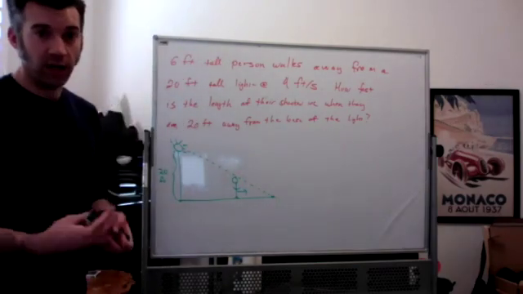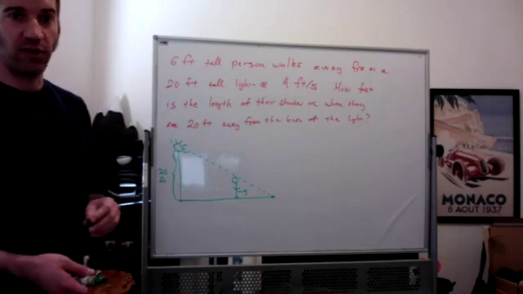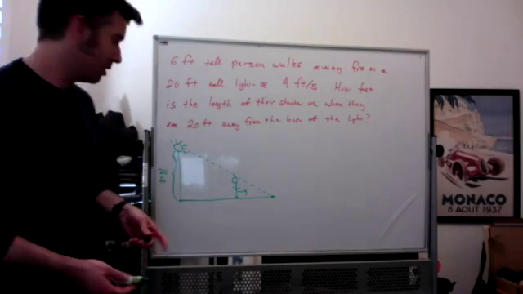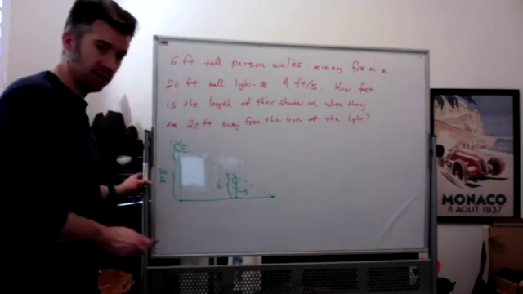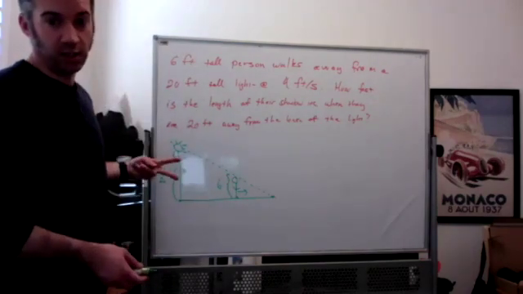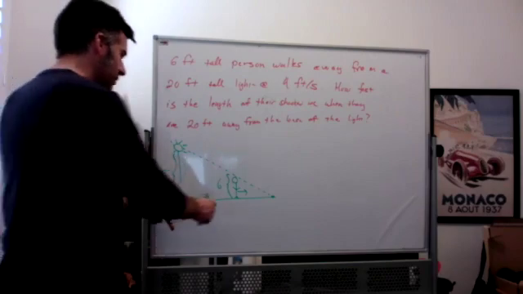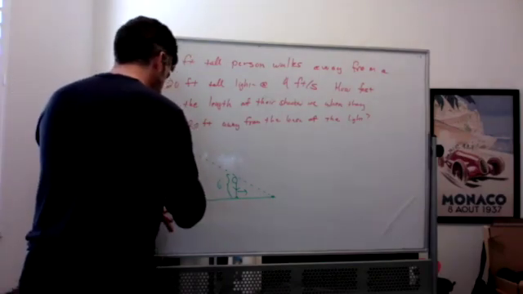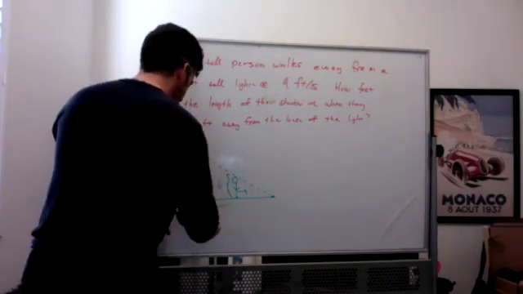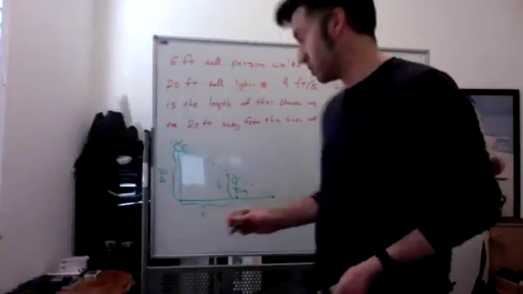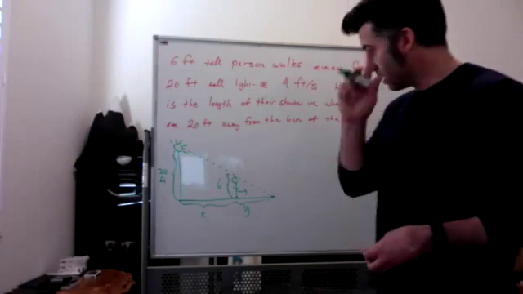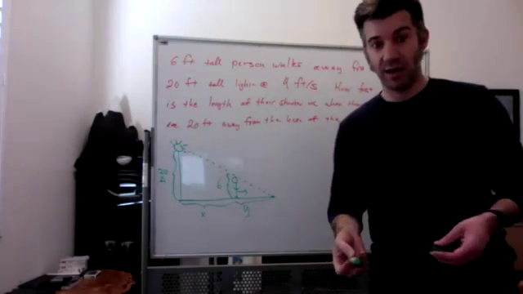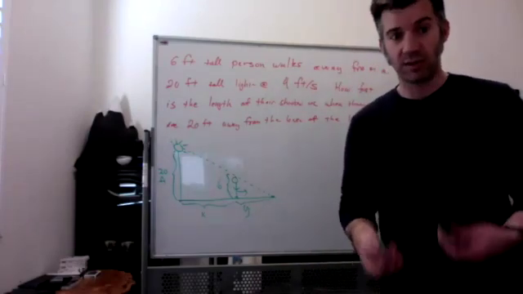When you're drawing a picture like this, it's important to label the things that are changing with variables. The person's height is not changing, it's 6 feet. The street lamp's height is not changing, it's 20 feet. But the distance from the person to the street lamp is changing, so let's call that X. And the length of the person's shadow is also changing. Let's call that Y. This is looking like a similar triangle sort of deal.